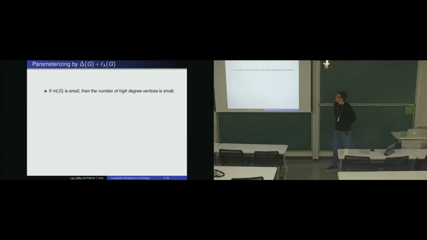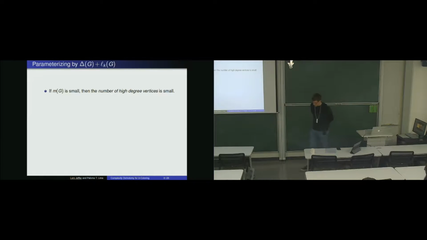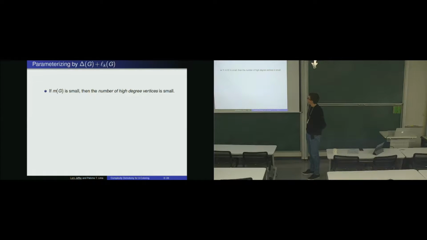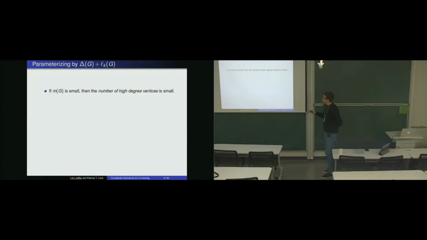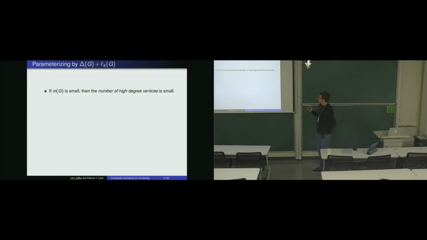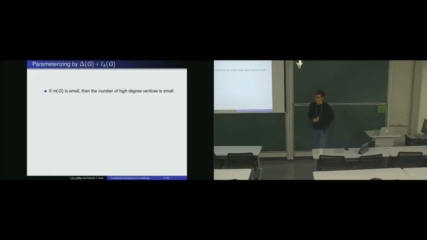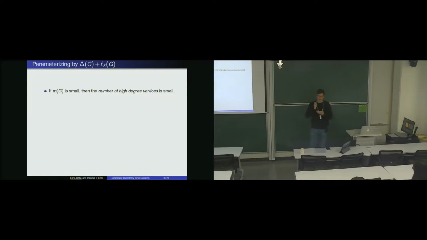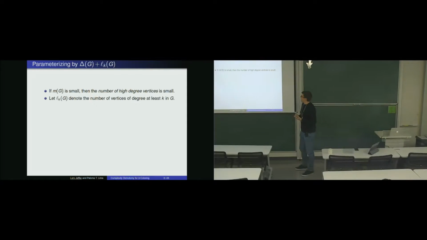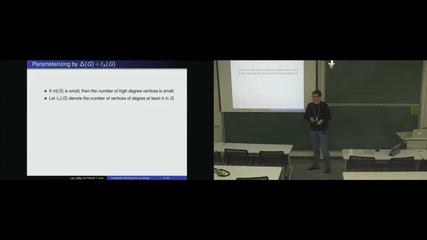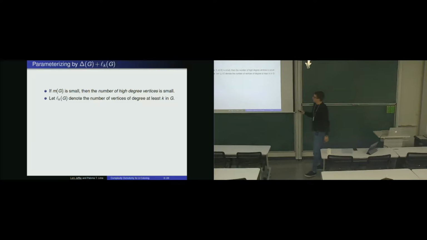Okay, then the second result that we have in this work is the following. If m of g is small, then we know that the number of high degree vertices is small. But it gives a very precise bound on the number of high degree vertices. So to be a little more flexible, let us just consider this parameter Lk of g as the number of vertices of degree at least k in the graph.